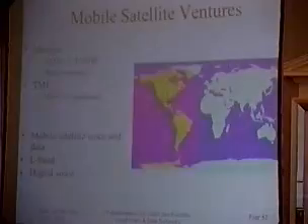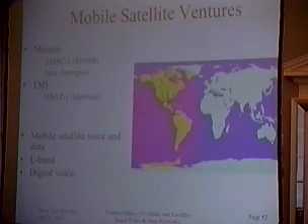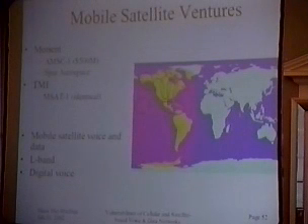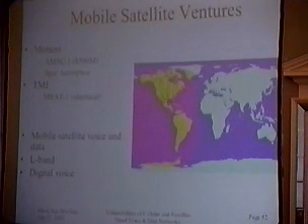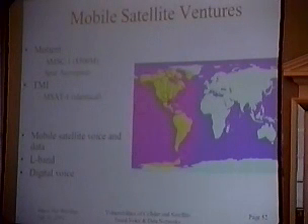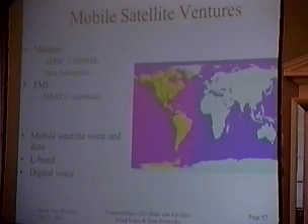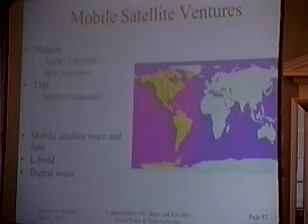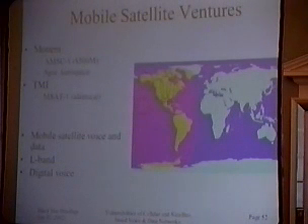Mobile Satellite Ventures is a voice and data supplier in North America. They've got 2 satellites. One's basically a Canadian satellite, and the other's a U.S. satellite. What you're seeing there is what's called the footprint. There are 6 beams off this satellite. Alaska and Hawaii count as 1 beam, and they cover the United States.